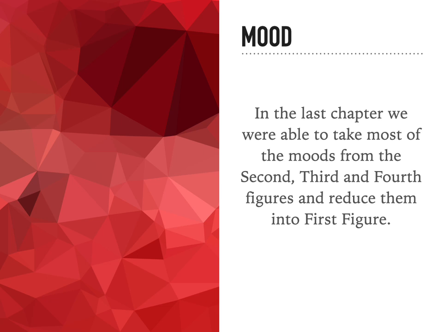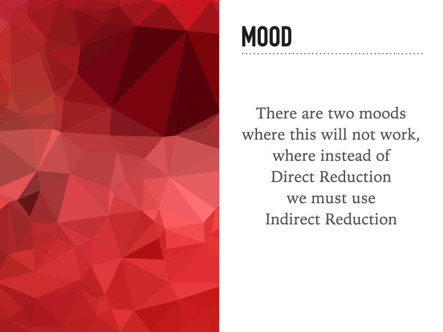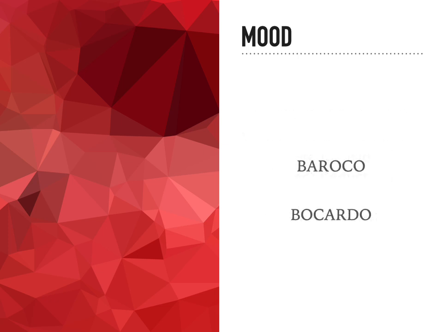In the last chapter, we were able to take most of the moods from the second, third, and fourth figures and turn them into first figure reductions. We did that because it's often easier to tell if a syllogism is valid by seeing it in the first figure. The problem is there are two moods where this will not work, where instead of direct reduction, we have to use something called the indirect reduction, and that's Baroco and Bocardo.